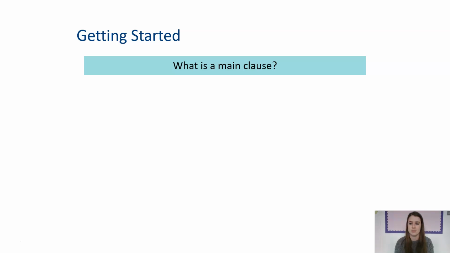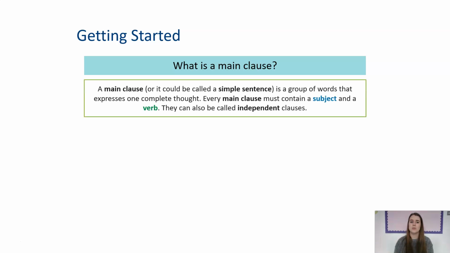Let's have a quick recap. There you go. That was a sentence and a half. So what is a main clause? Now a main clause, which could also be a simple sentence, is a group of words that's just one complete thought. Every main clause has a subject and a verb. They're called independent clauses because they stand alone on their own and they make sense.